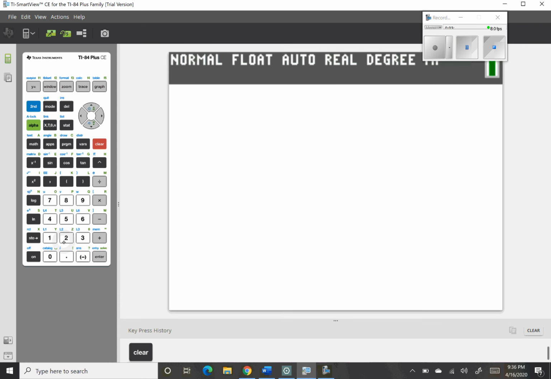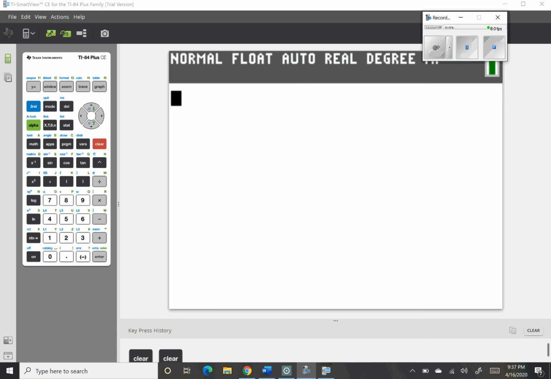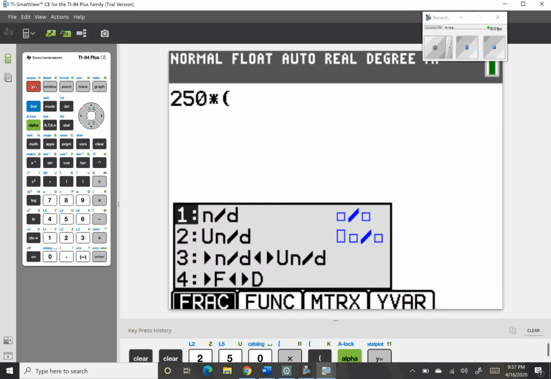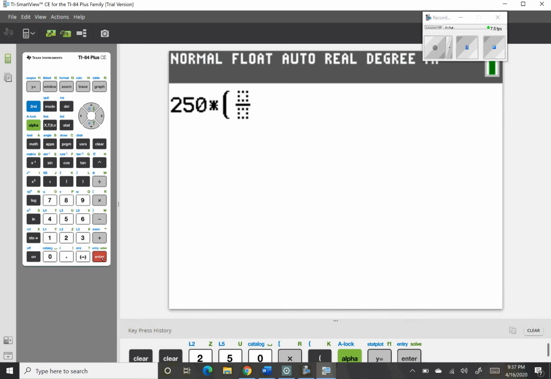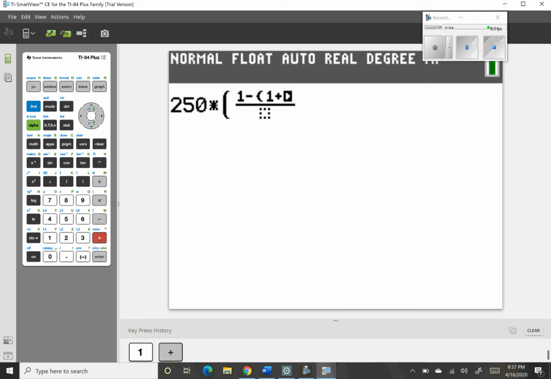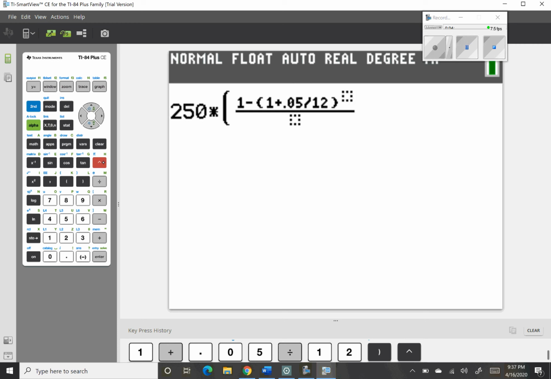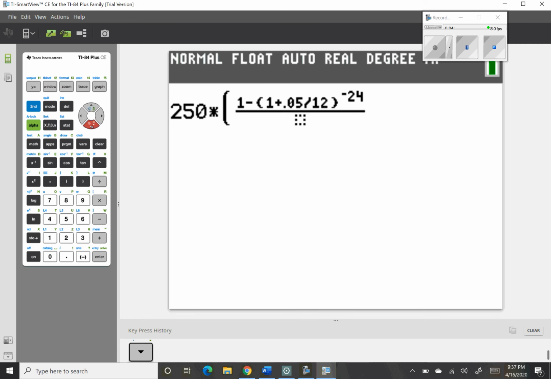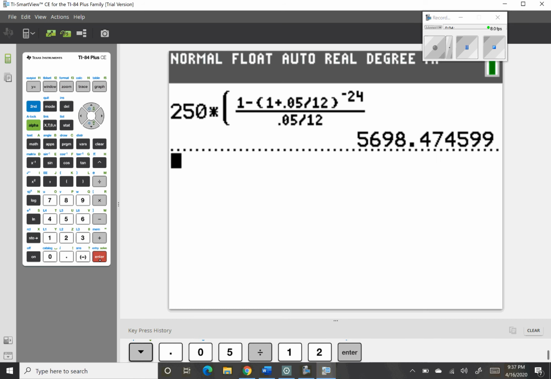So I have 250 times parentheses, alpha y equals, if you have the fraction button, use it. It is definitely helpful here. 1 minus parentheses 1 plus 0.05 divided by 12 and parentheses to the negative 24. And then we're just going to divide that by 0.05 divided by 12 and hit enter.